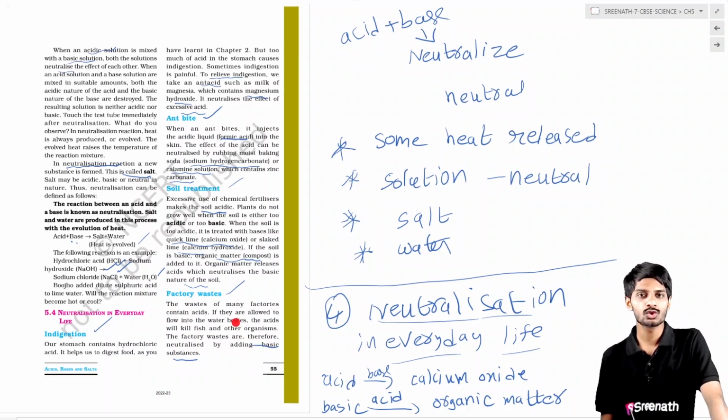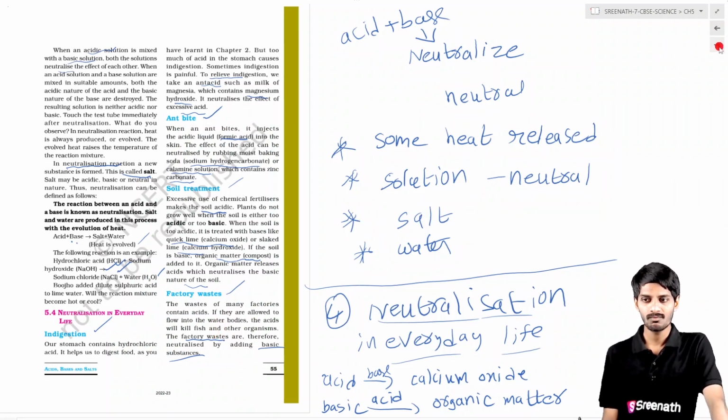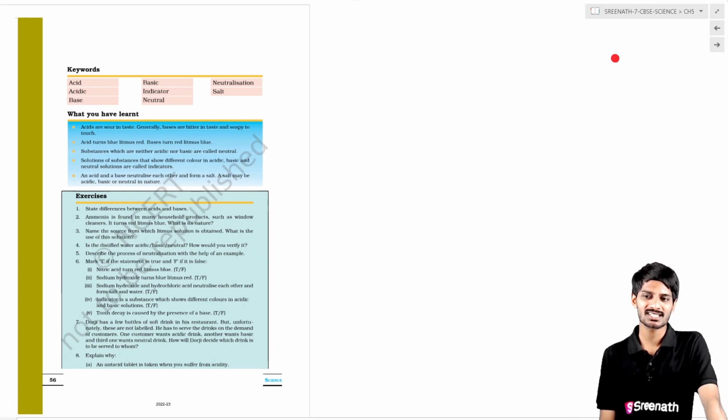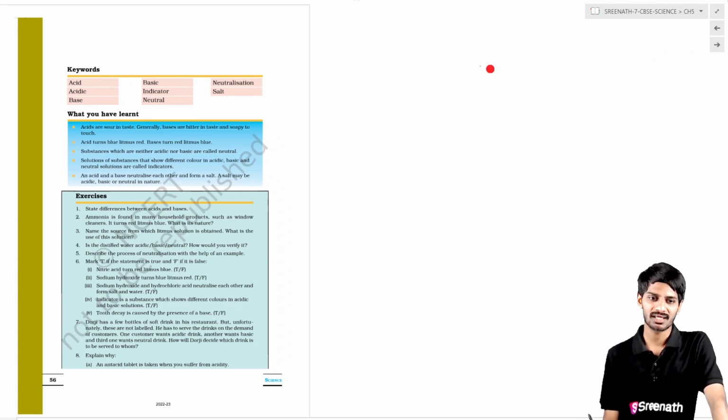So in order to prevent it, you have to add some basic substances to the factory waste, so that the acidic nature of the factory waste will be neutralized. Then the living organisms in the water, or in the surroundings, will survive. So that's it, students. We have completed our chapter.